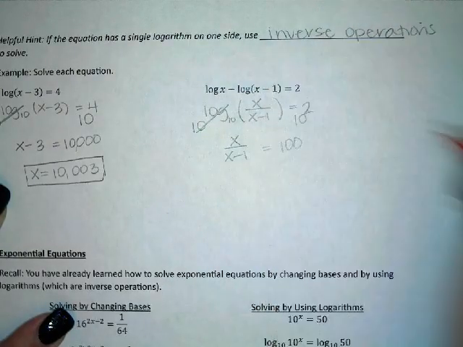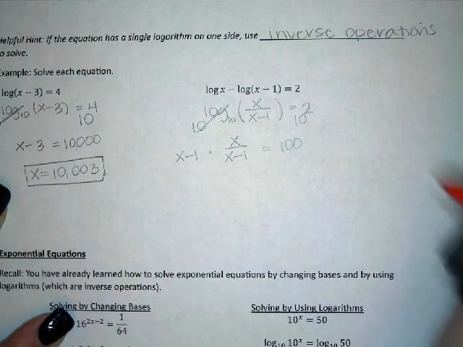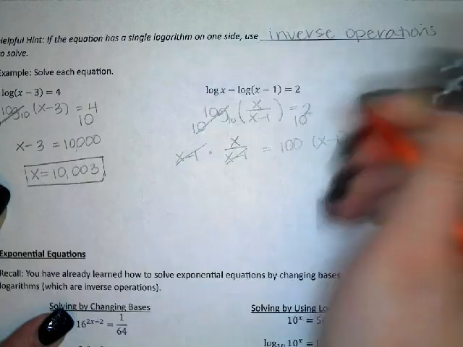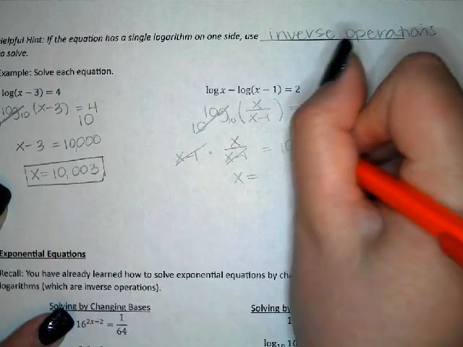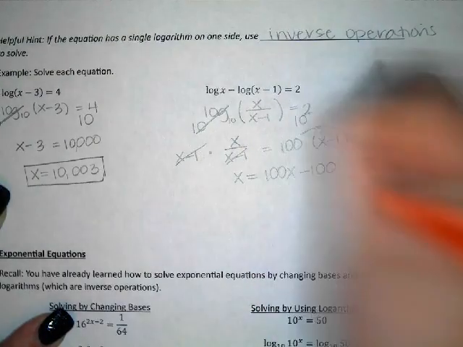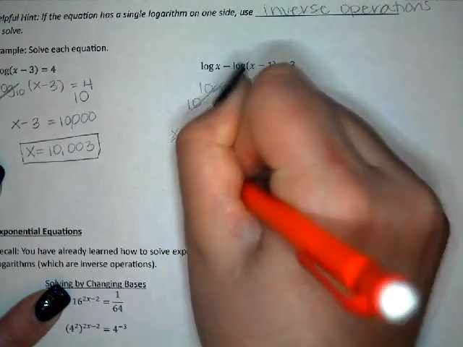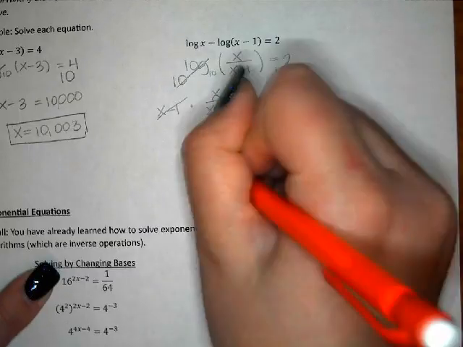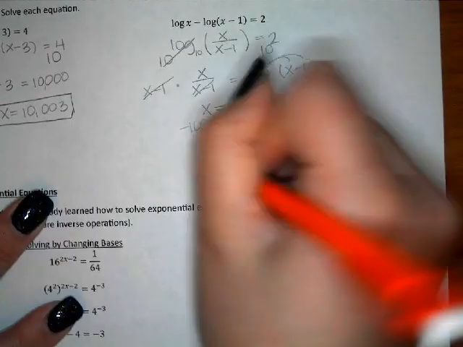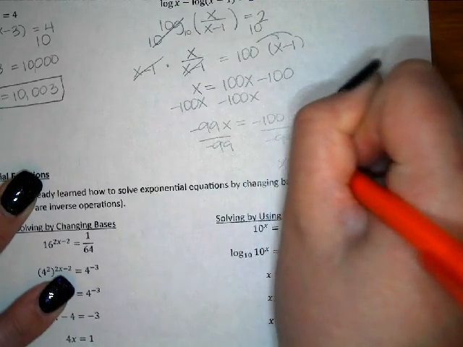To make this not a fraction anymore, I can take the x minus 1 that's in the denominator and just multiply it. So times x minus 1, and those will cancel, and I just get x. 100 multiplied by x minus 1 is 100x minus 100. And then I'll get my x's to one side. So 1x minus 100 x's is negative 99 x's. And then I can divide by negative 99. So x equals 100 over 99, and I just need to double check and make sure that that answer is okay.